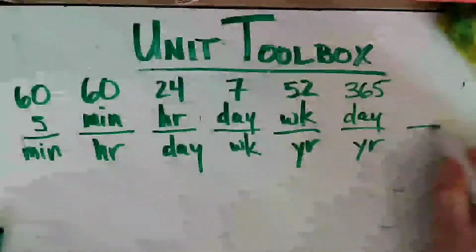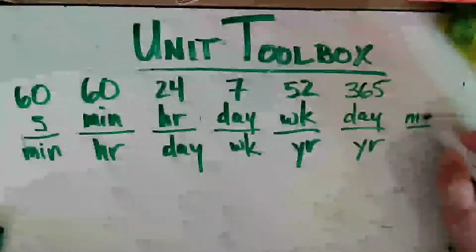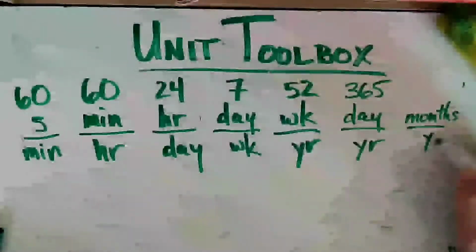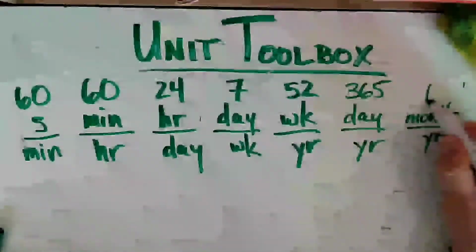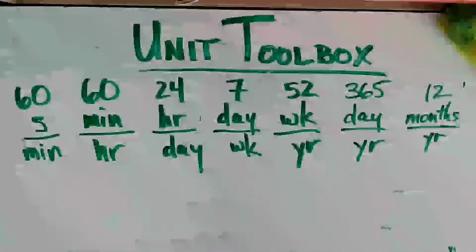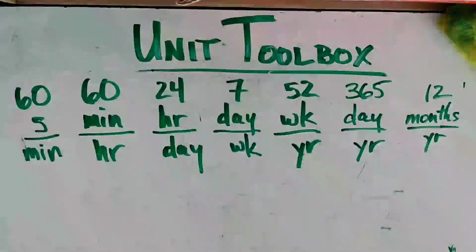And then the very last one, how many months in a year? And of course, you guys know that is 12 months. So that one's super easy. Again, remember, we can flip these anytime that we need to. So as far as time goes, as a measurement, you know these very, very well.